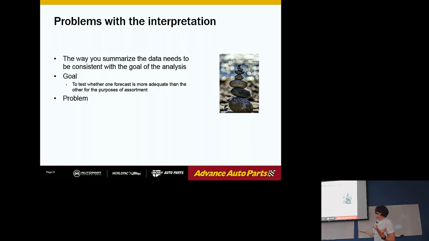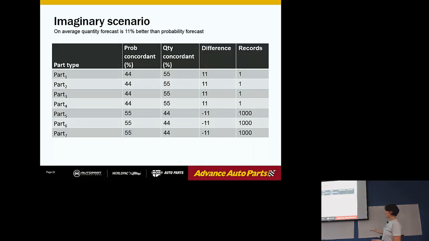So what I would like to argue here is the way you summarize the data needs to be consistent with the goal of the analysis. And the goal here is to test whether one forecast is more adequate than the other forecast for the purposes of assortment. One forecast can be on average 11% better than the other, but still inadequate for assortment. And here is an example of such a forecast.